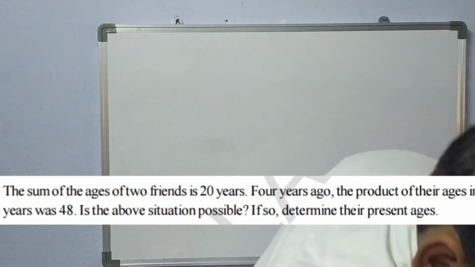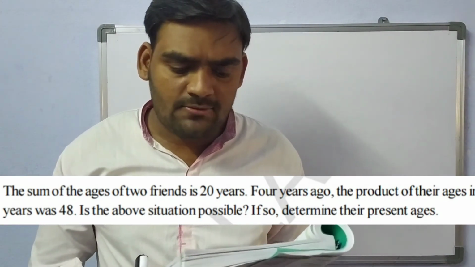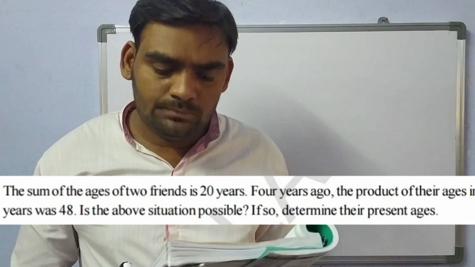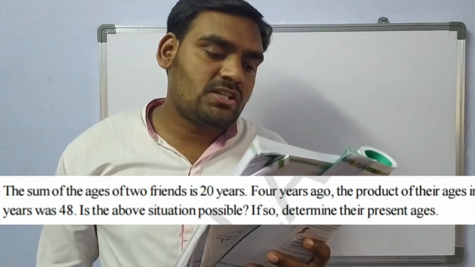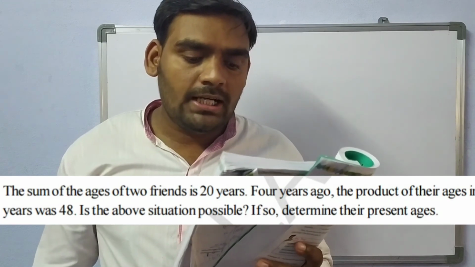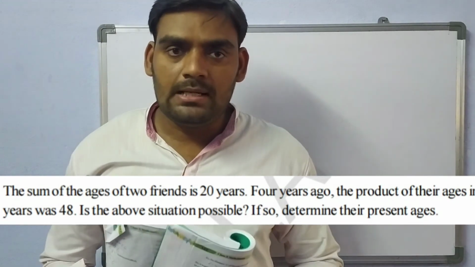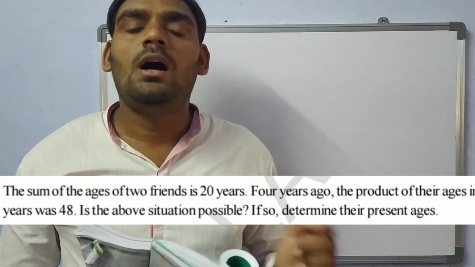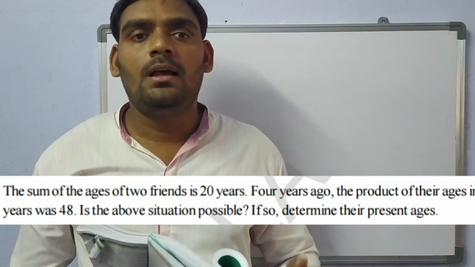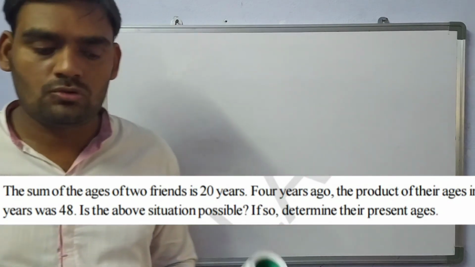Next, we will do the fourth problem. The sum of the ages of two friends is 20 years. 4 years ago, the product of their ages in years was 48. Is the situation possible? If so, determine their present ages. See here, they gave information. By using this information, is this situation possible or not? We need to find. If it is possible, we need to find the present ages of those two friends.